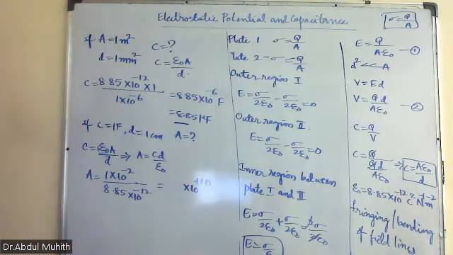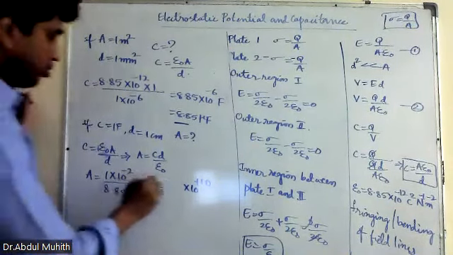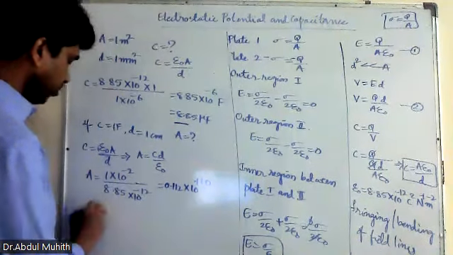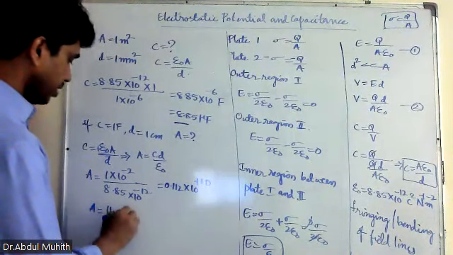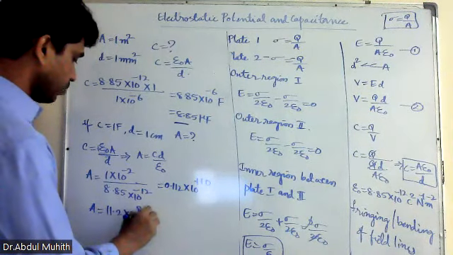How much will 1 divided by 8.85 be? It is 0.112. It will become approximately 111.2 into 10 to the power of 8 square meter.